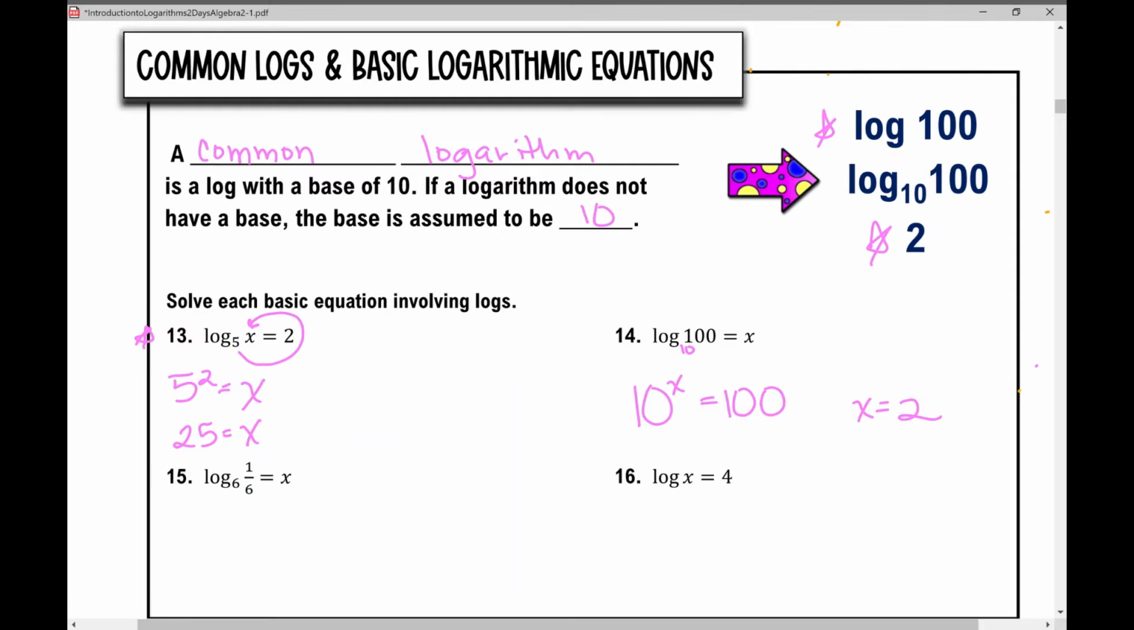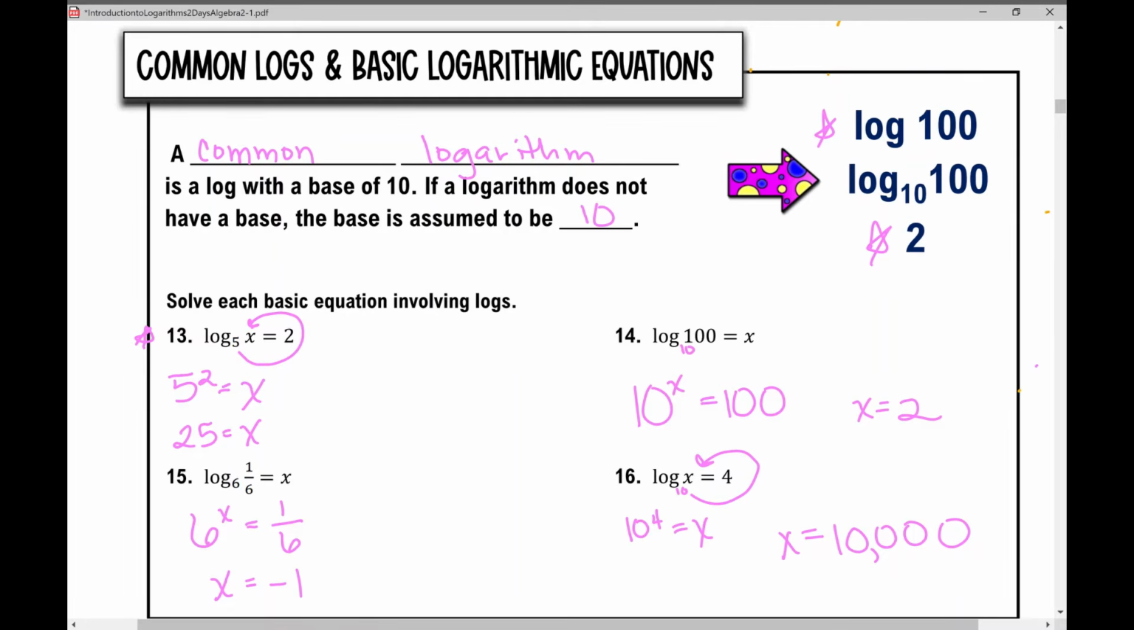Let's move on to number 15. If I rewrite this in exponential form, 6 to the power of x is 1 over 6. What would x be? Negative 1. Let's move on to number 16. If I don't have a base there, it's assumed to be 10. You don't have to write it in, but if you need to visually see 10 and then rewrite it like this, that's fine. 10 to the power of 4 equals x. So what does x equal? x equals 10,000, because 10 to the power of 4 is 10 times 10 times 10 times 10, and that's 4 zeros. That's 10,000.